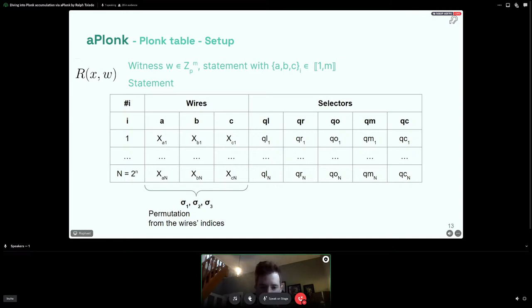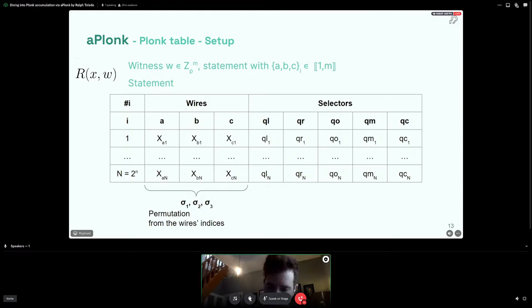One thing that is very important here in the wires, you can see that I've written a capital X. It's because this is an indeterminate variable. This will be the witness that only the prover knows. What's really important, however, is that we have indices on these variables, and these indices are part of the circuits. They represent permutations, and we actually name the permutations sigma 1, sigma 2, sigma 3 of these variables.